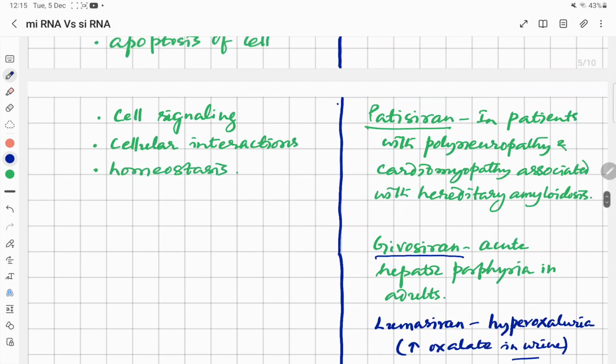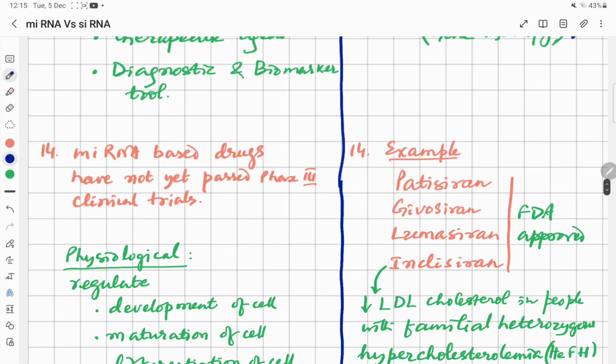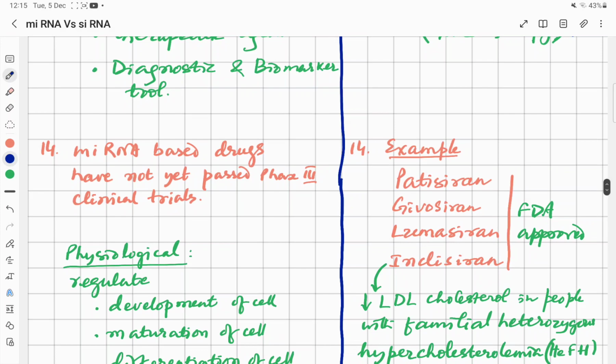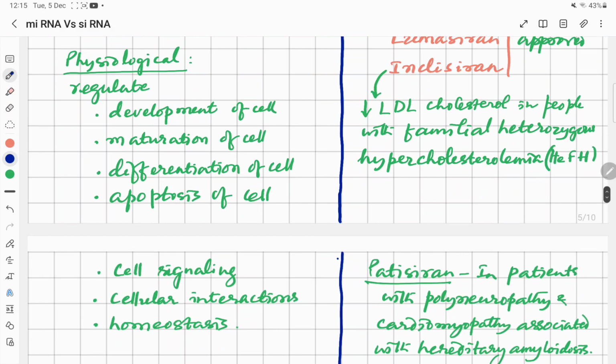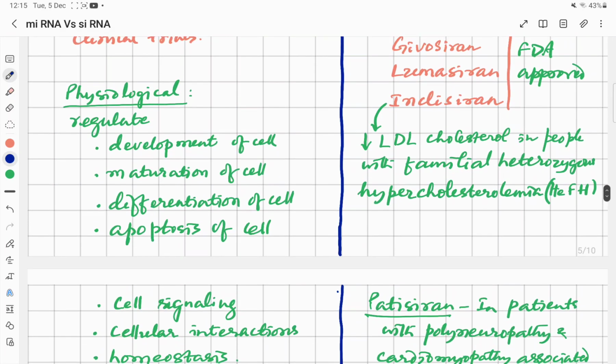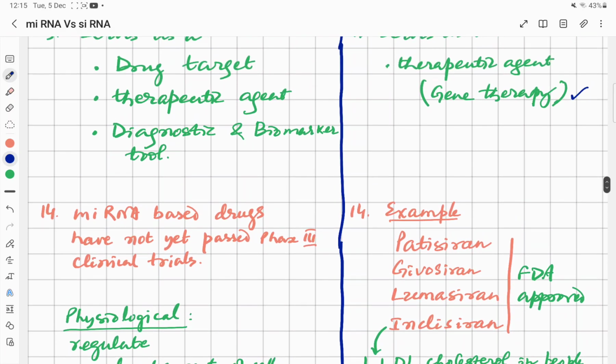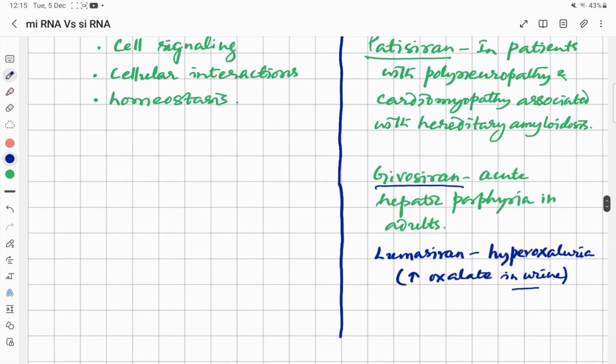So siRNA is now available as drugs for different conditions, whereas miRNA is still not available for use as drugs. So this is all about the difference between microRNA and siRNA.